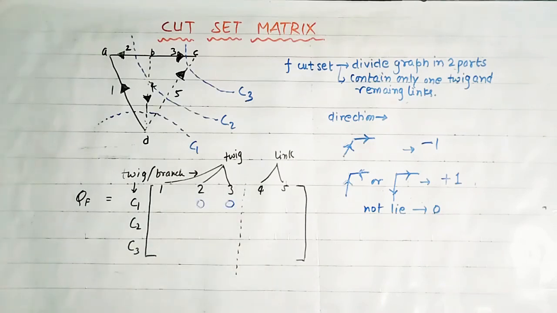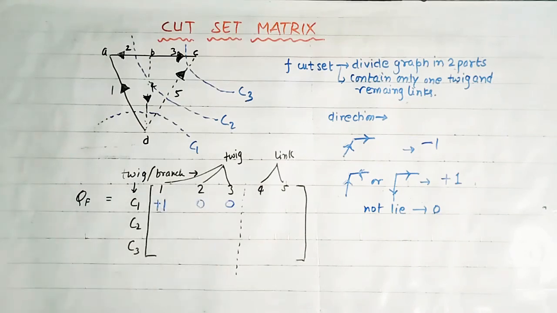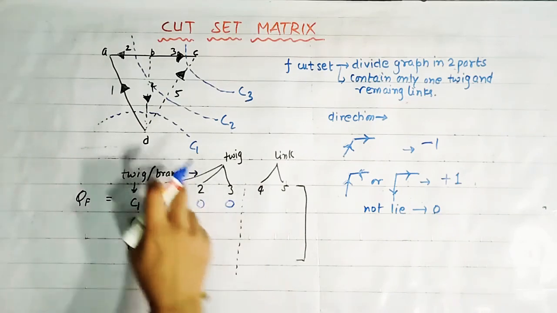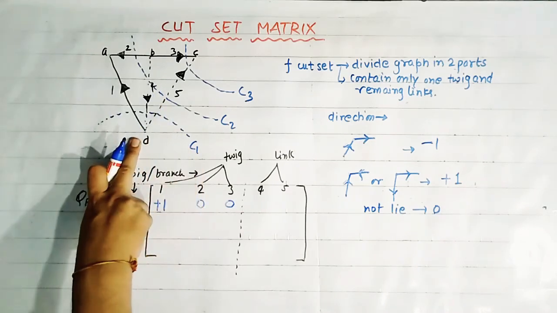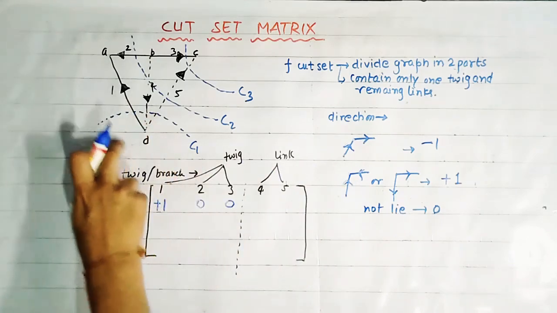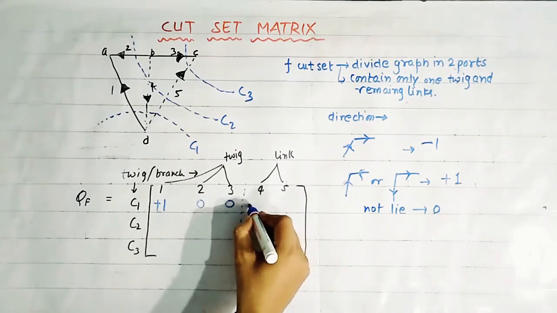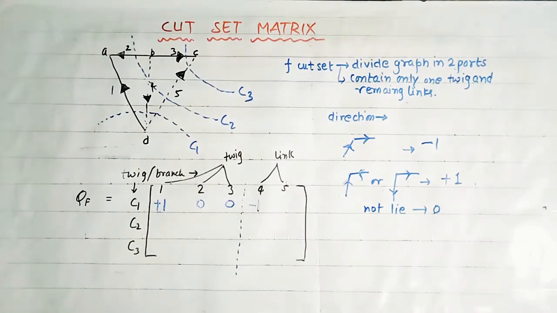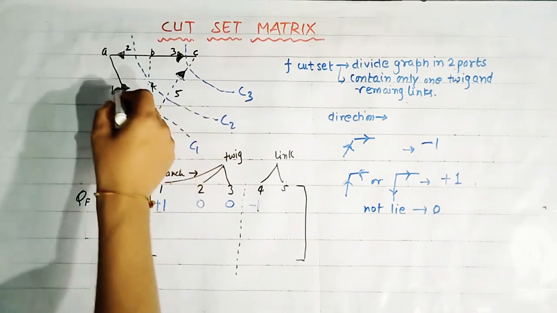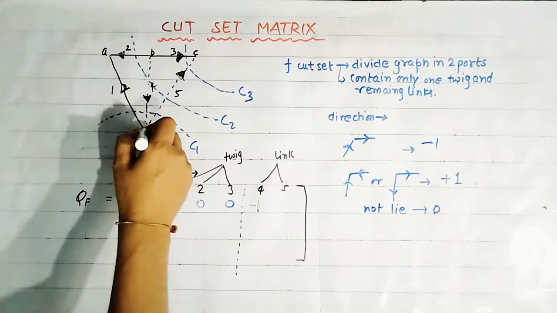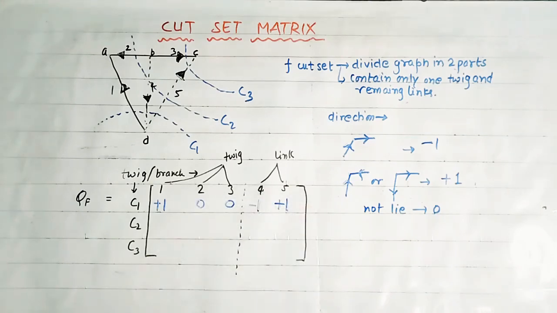Now see the branch 1. Here it is the twig, that's why we will write +1. Now see the branch 4. In the branch 4 we can see that at node D the direction of branch 4 and direction of branch 1 satisfy this sign. Okay, so it will be -1. Now see the branch 5. Branch 5 leaves the node and this also leaves the node D. So it means it is +1.